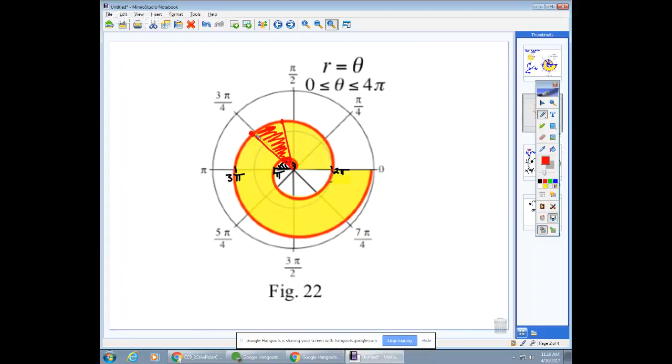Because we did from 2 pi to 3 pi, and then we subtracted that area in there, which left us just the yellow stuff. Yeah, we're good. All right, cool. All right, we're going to move on to a new topic. That was fun and exciting.